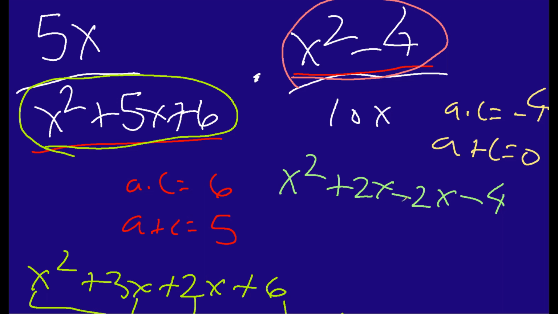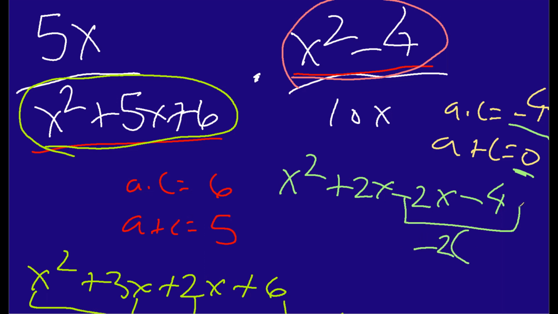Positive 2 plus negative 2 is going to give me my 0, like we need over here. But then 2 times negative 2 is going to give me my negative 4. And so this is the factored out answer, or almost there. We're almost there. There's a few things we have to do first.